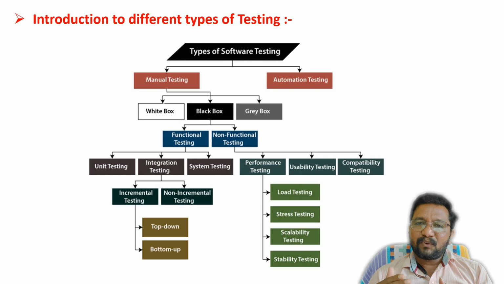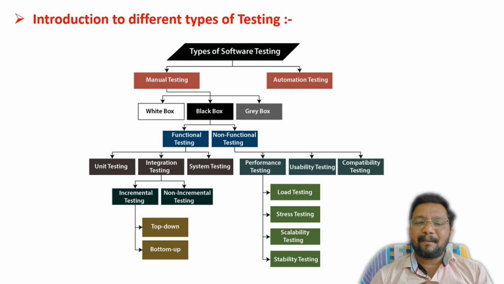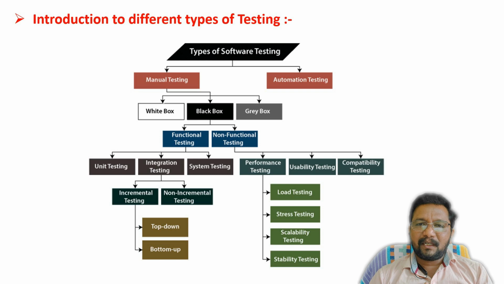One is performance testing: how the performance of the software is in different scenarios. And usability testing: how the user interacts with the software or application, whether it is user friendly or not easily interactable for the user. So we have to test that. And compatibility testing is also there.